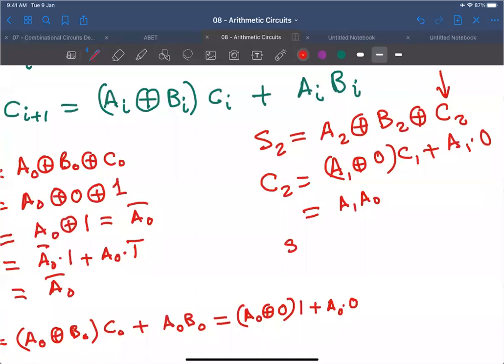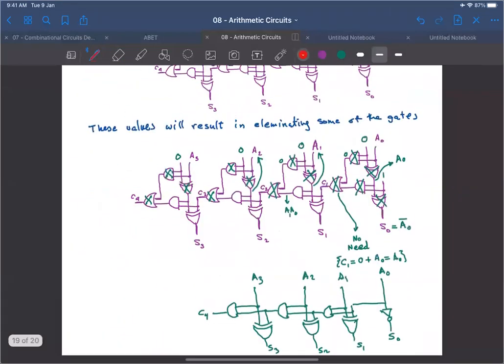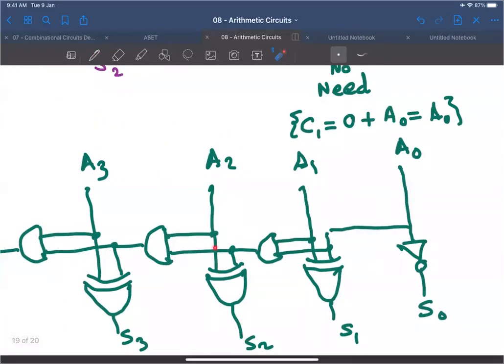And my S2 now becomes what? This is going to be a 0 XORed with C2. So I have A2 XORed with A1, A0. Okay? So if you check S2, you'll find that it is indeed A2 XORed with A1, A0. Well, S2 is nothing but A2 XORed with A1, A0. You see that?